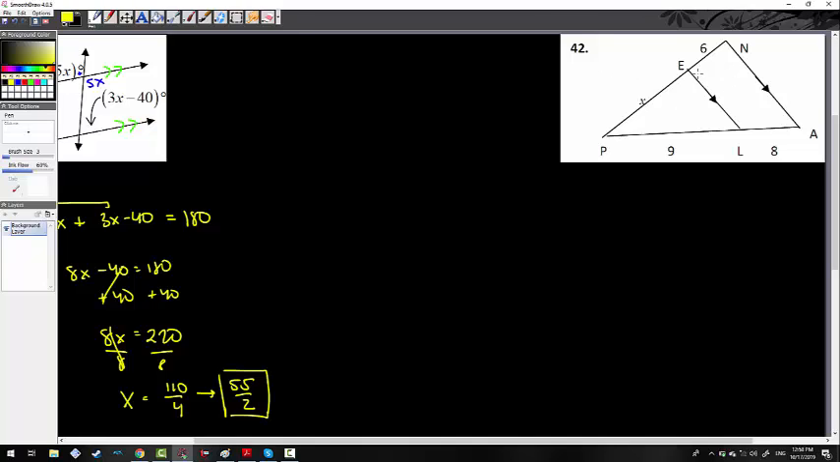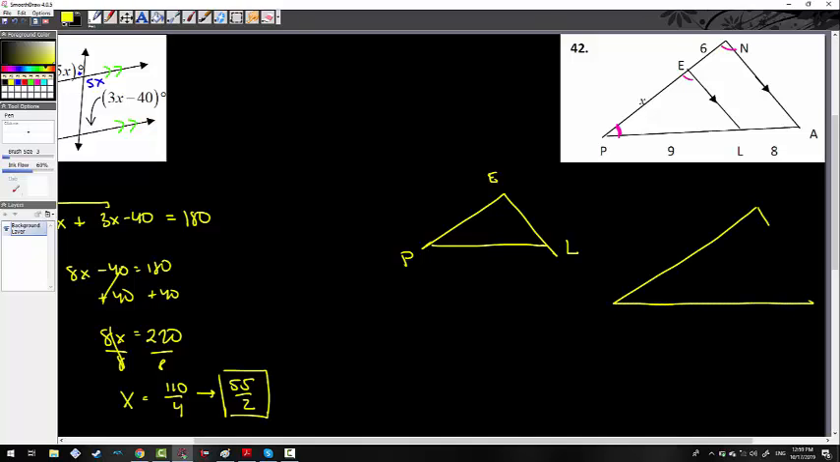Similar triangles. How do I know? It's because these two lines are parallel, which means these corresponding angles will be congruent, and this angle P will be congruent to itself when I go to split apart those triangles. So how do I do that? Well, if I do this, that means I have P, E, and L right here, and then the large triangle will be P, N, and A. Right? So hopefully everyone is comfortable with the idea of angle P being congruent to itself.